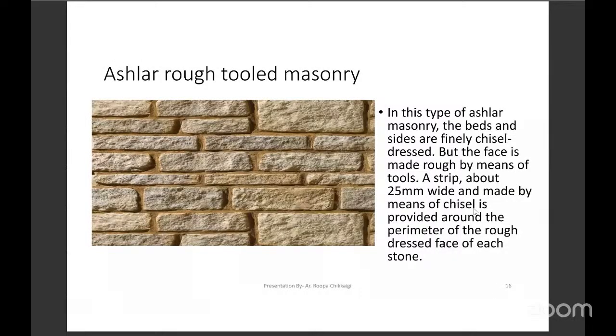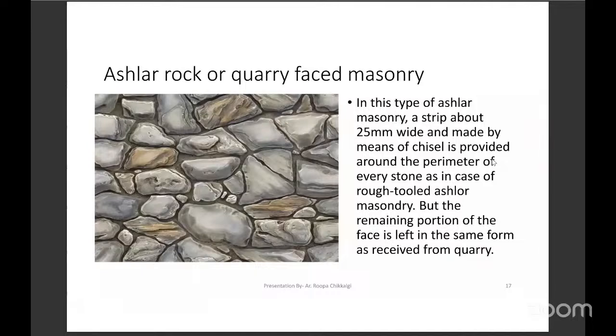This is ashlar rough tool masonry. So this is not as fine as ashlar masonry. In this type of ashlar masonry, the beds and sides are finely dressed, but the face is made rough by means of tools. So special tools are used to make the face rough. A strip about 25 mm wide, made by means of chisel, is provided around the perimeter of the rough dressed face of each stone. This also creates a sort of texture on the face of the wall.